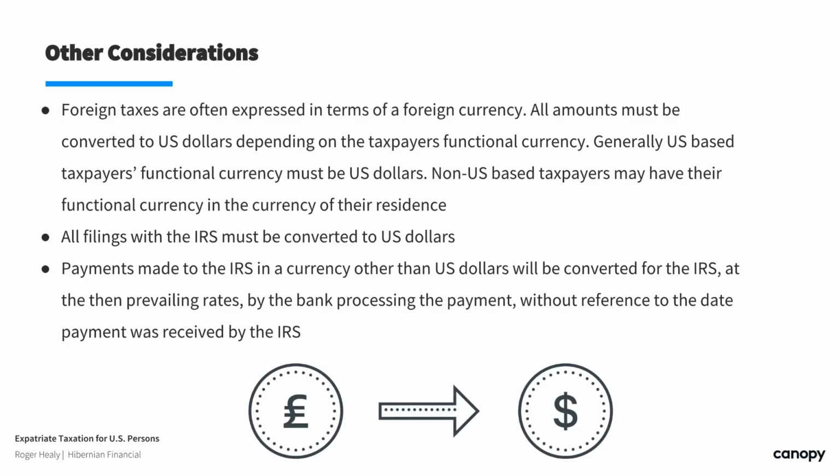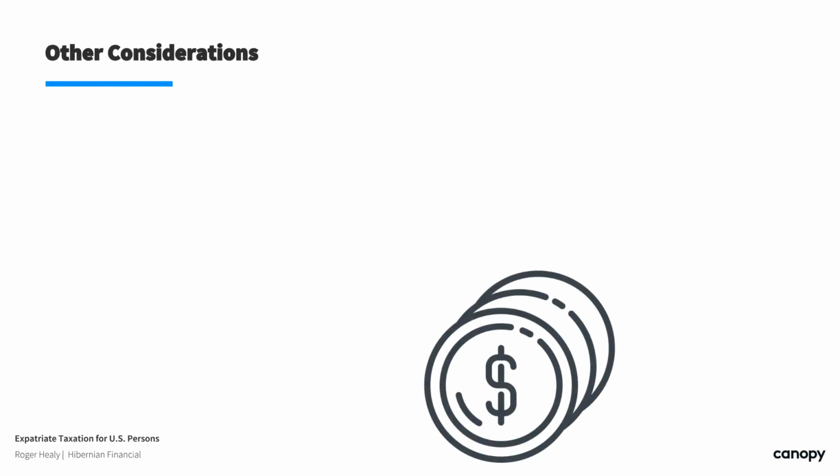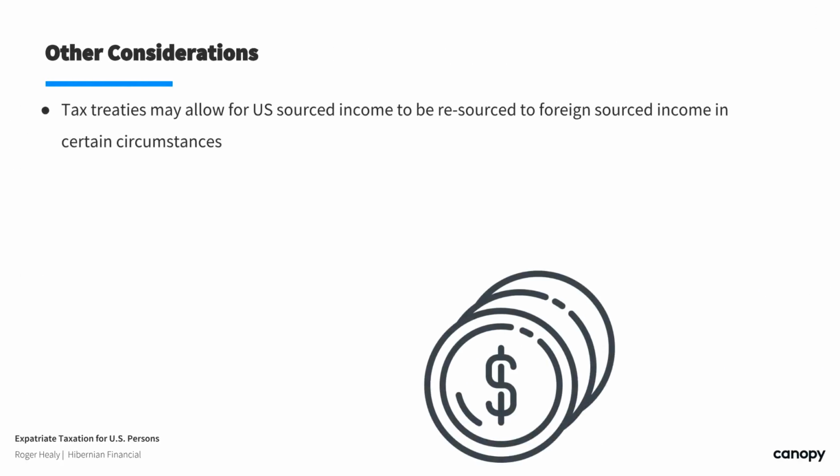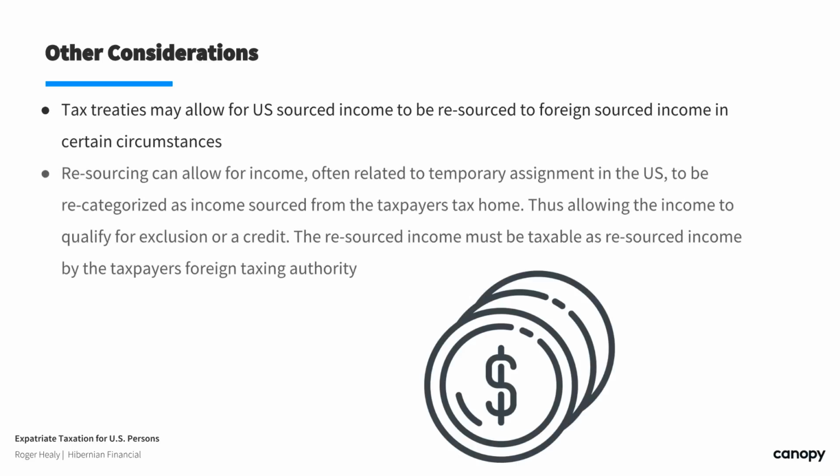Tax treaties may allow for US-sourced income to be resourced to foreign-sourced income in certain circumstances. So, for example, a taxpayer who is living and working in the United Kingdom but is assigned, say, for 3 months on a project in the United States and then returns to the United Kingdom may, under the US-UK tax treaty, be able to recharacterize the source of that 3 months' worth of income to be UK-sourced income. So resourcing can allow this income to be recategorized and thus qualify for an exclusion or a credit. However, the resourced income must be taxable as resourced income by the foreign taxing authority.